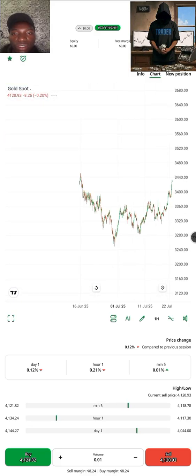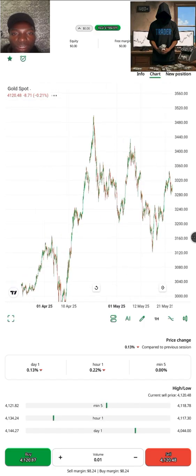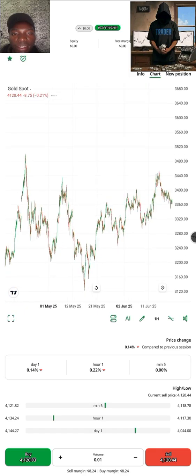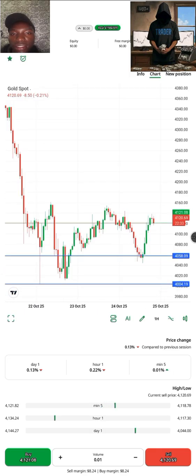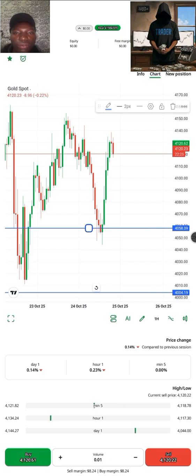As you can see, it was an uptrend, and I could advise so many beginners, if you want to trade, just try to understand how gold usually works. Sorry for the mistake, for that noise. Just understand how gold usually works and trade it, and you can make some good fortune.